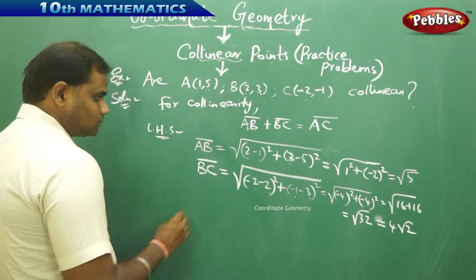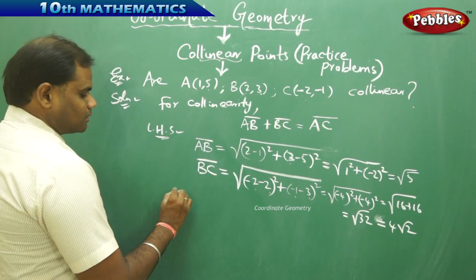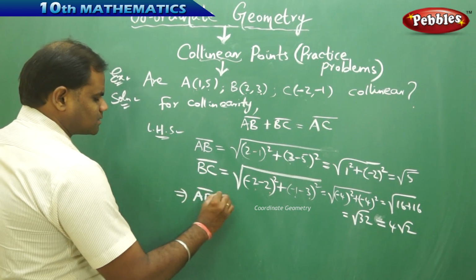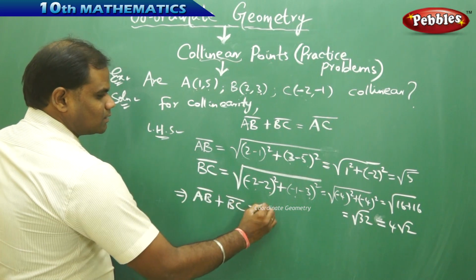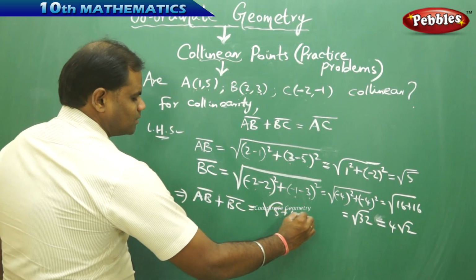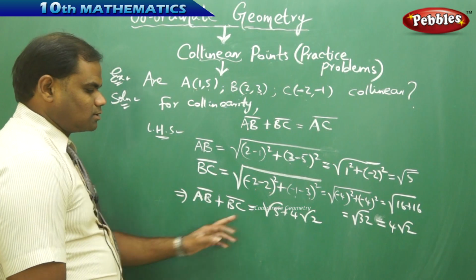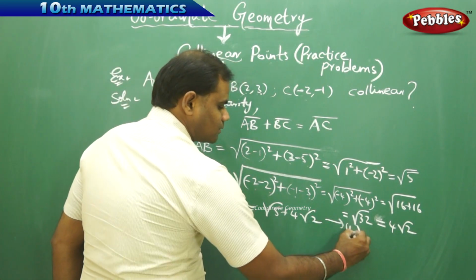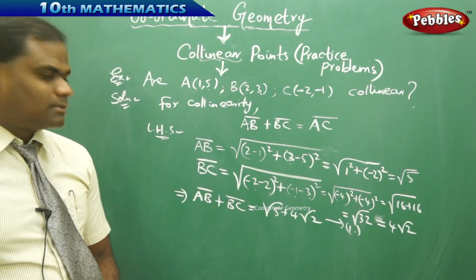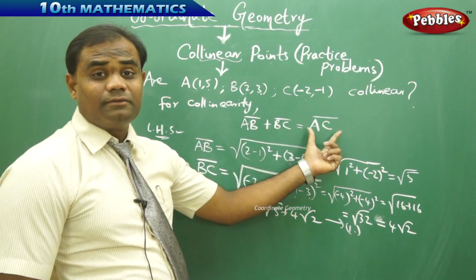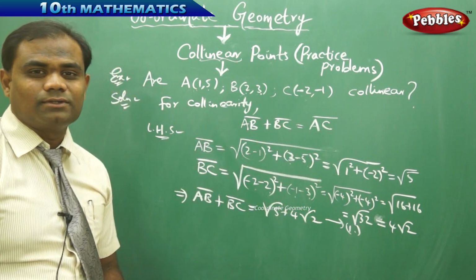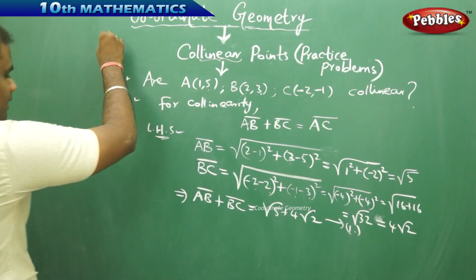That implies my AB plus BC is root 5 plus 4 root 2. So this is what I get on the left hand side. Similarly, let me calculate the right hand side, which is AC, and see what I get out here. So let's take the right hand side.